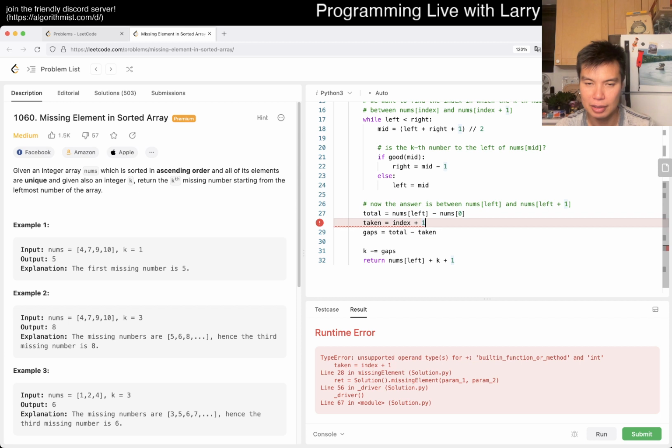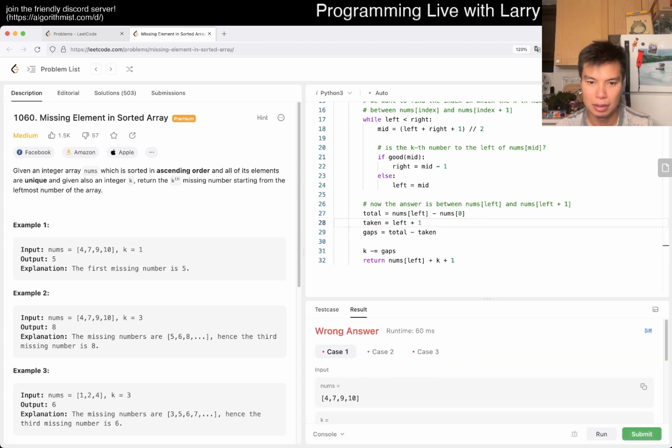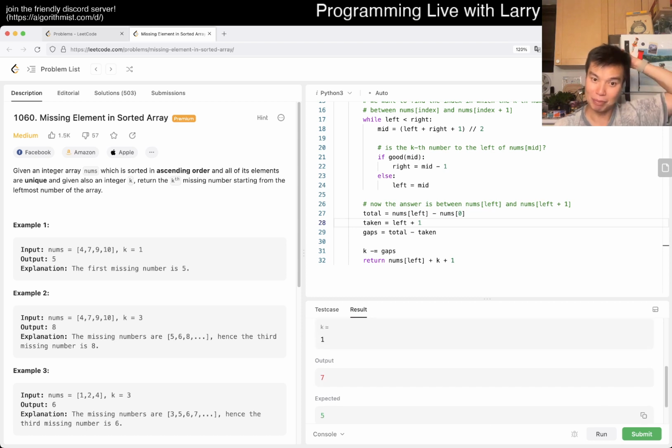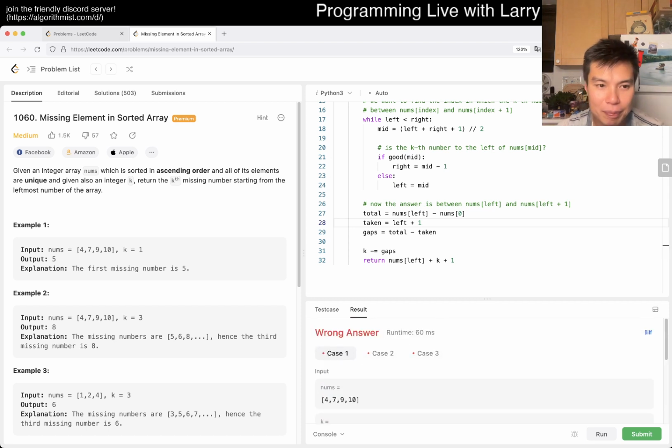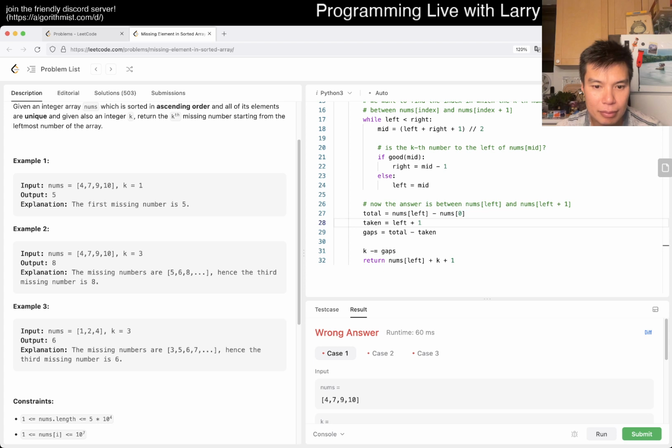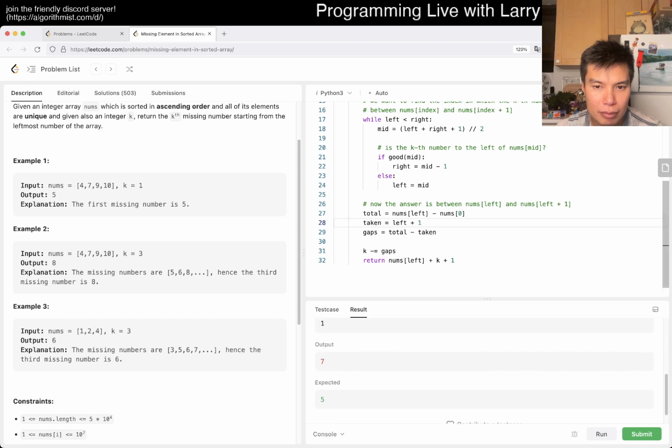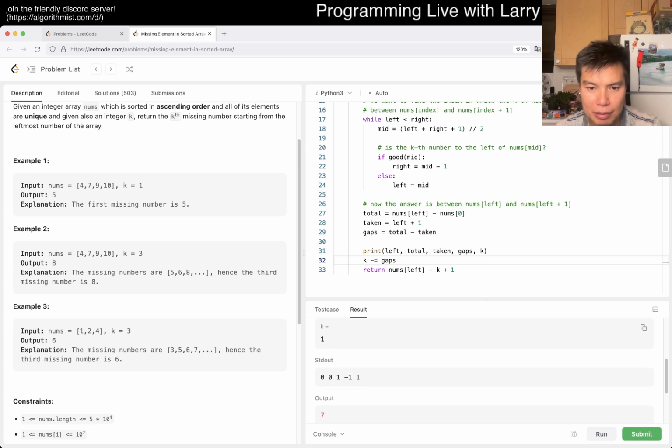What the? Oh, this is left. We don't use index. Well, that didn't work. Maybe I just kind of, let's write it out here. Let's do it before me. Maybe I just missed one step.